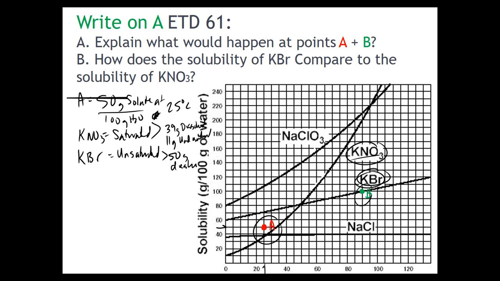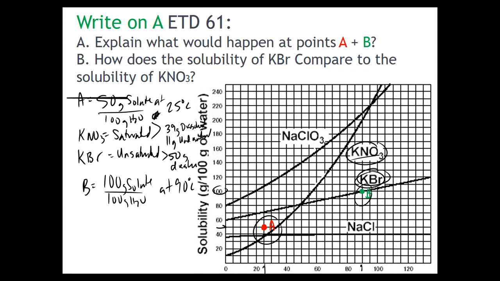If I look at point B, you can see it's a different spot on the graph. That, of course, gives me a measurement. If I follow over, that's exactly 100 grams of solute, whatever it is, in the 100 grams of water. But that's at a certain temperature. And if I follow down from B, I can see that's at 90 degrees. So this is a warmer solution.